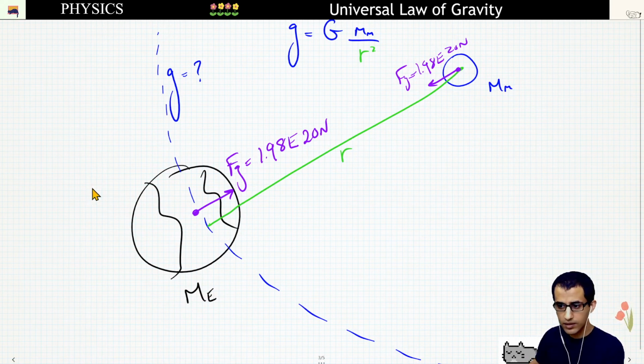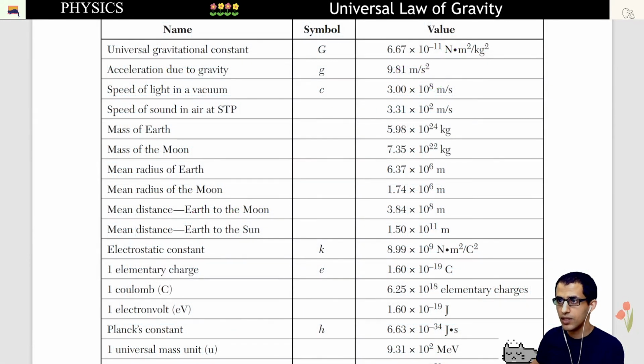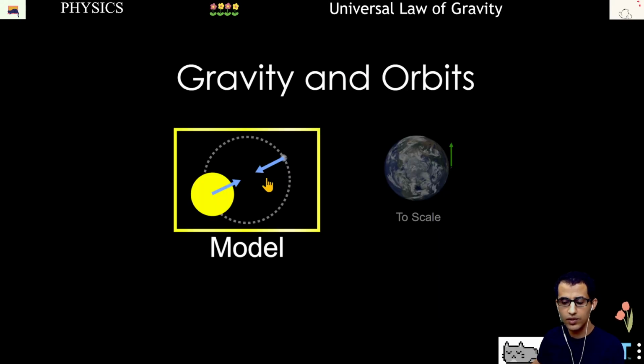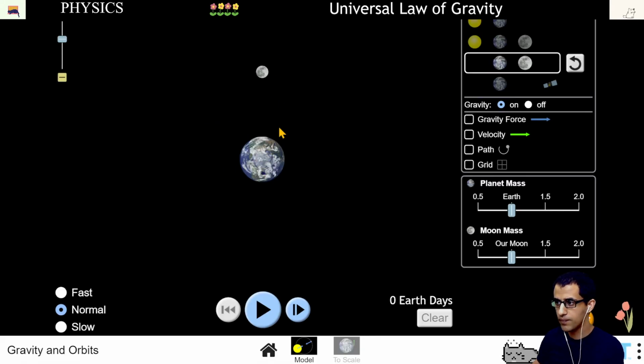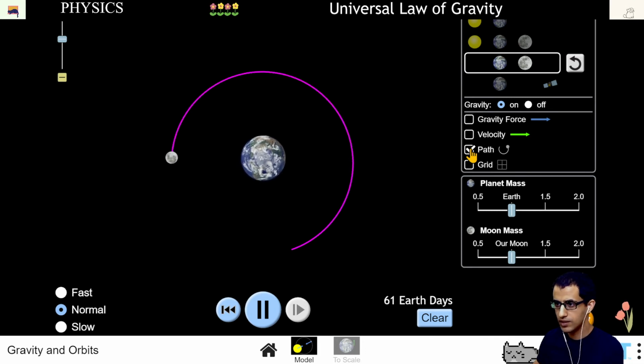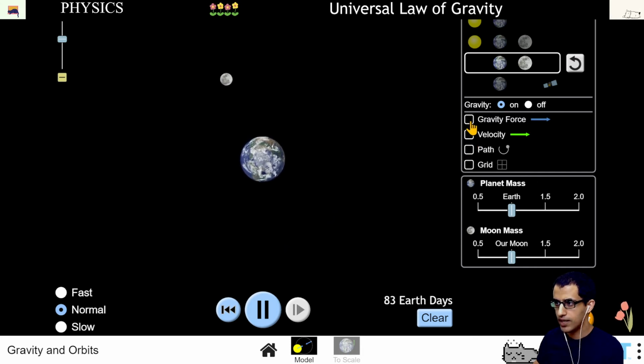And I can show that in a simulation that we have here, a PhET simulation called Gravity and Orbits. I'll use the Earth and Moon example, and I'll play this simulation. We have the moon here rotating around the Earth, and I can show things like the velocity of the moon. I can show the path that the moon traces. It's shown here as a perfect circle, even though we know it's not really. But I can then also show the forces. And so if I click on forces, you see that there's a force on the Earth and there's a force on the moon.